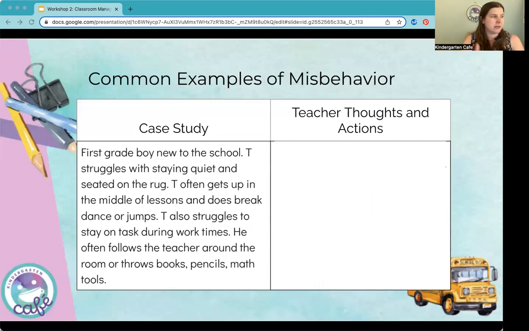Okay, I think this is the last one. There's a first grade boy new to the school. T struggles with staying quiet and seated on the rug. He often gets up in the middle of the lessons and does break dance or jumps. And he also struggles to stay on task during work times and follows the teachers around the room or throws books or pencils or math tools.